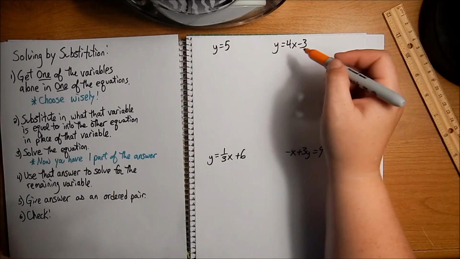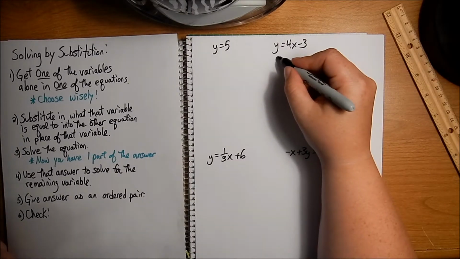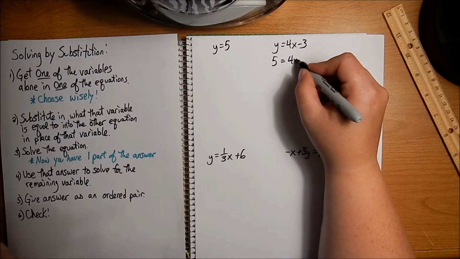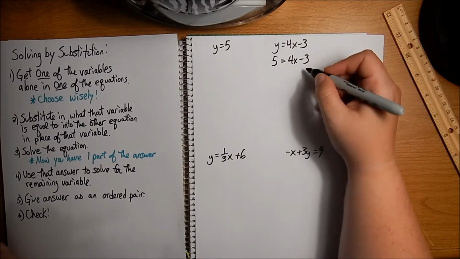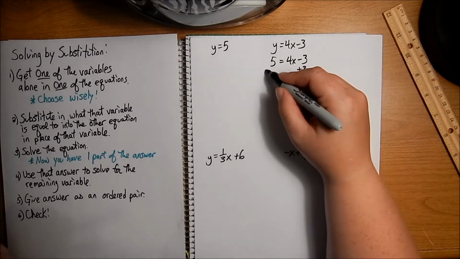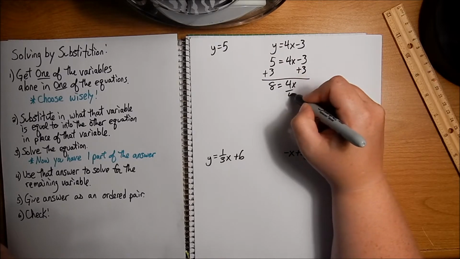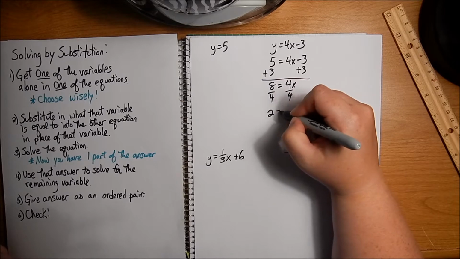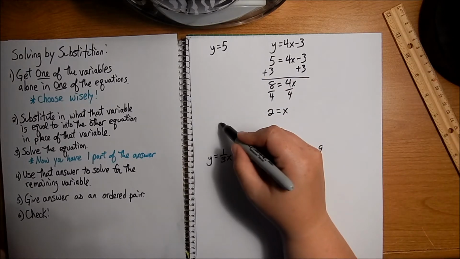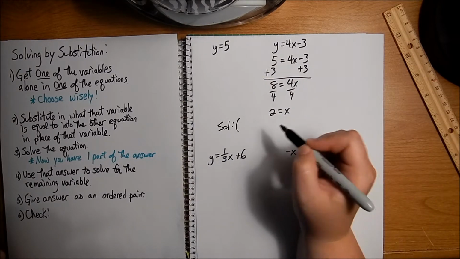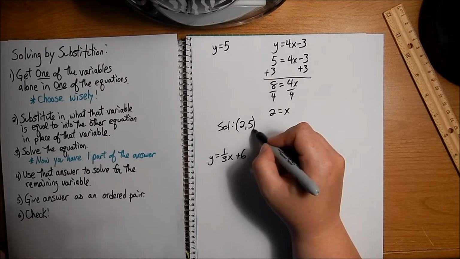So I get to take 5. 5 is equal to y. So I just write 5 equals 4x minus 3. And I can solve this for x. I'll add 3 to both sides. 8 equals 4x. Divide both sides by the 4. And I get 2. So my solution is just 2, 5.